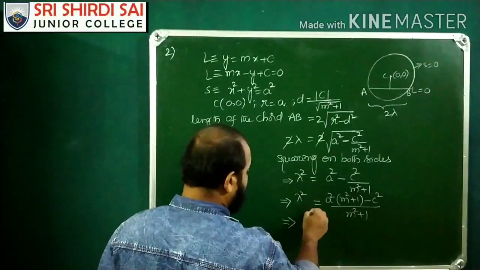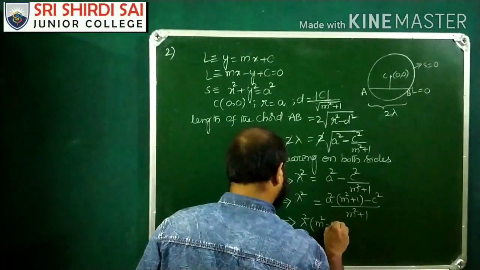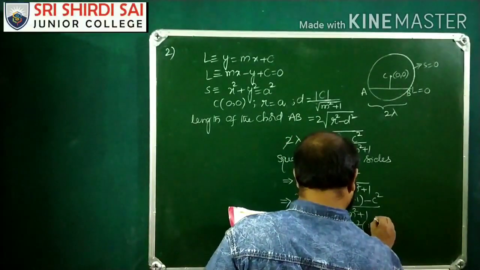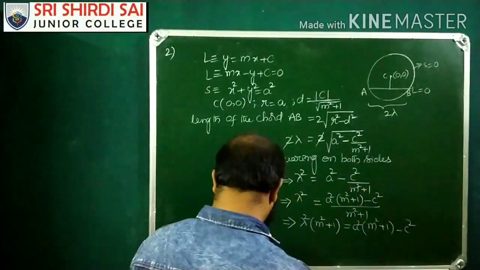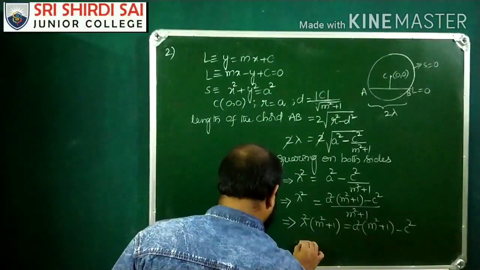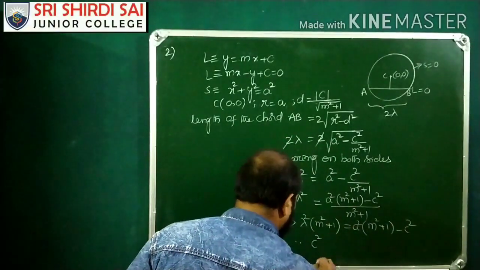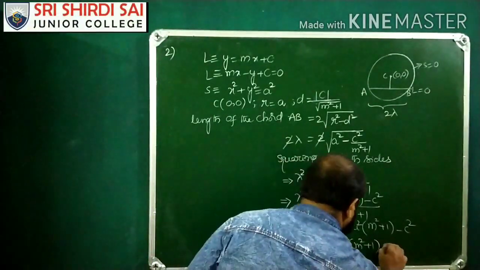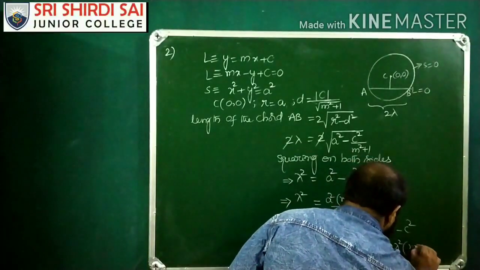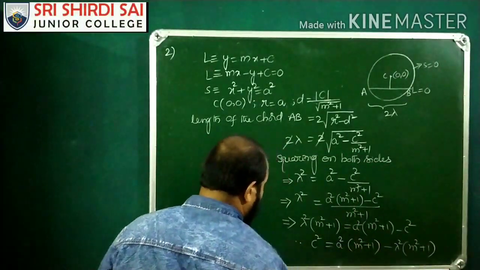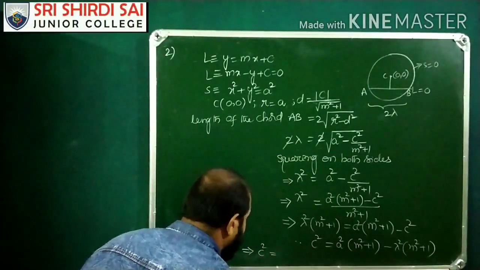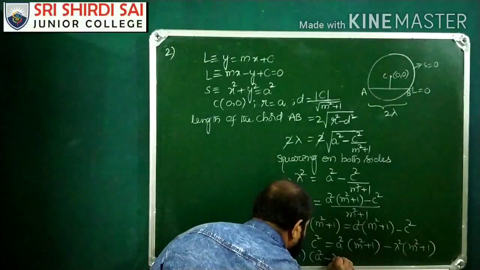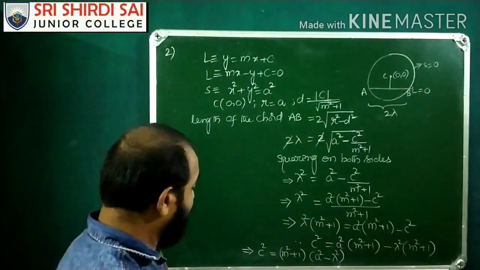So, if you cross multiply, lambda square into m square plus 1 is equal to a square into m square plus 1 minus c square. Therefore, if you take this minus c square onto this side, c square is equal to a square into m square plus 1 minus lambda square into m square plus 1. If I take m square plus 1 as a common factor, c square is equal to (m square plus 1) into (a square minus lambda square), which is what we need to prove.